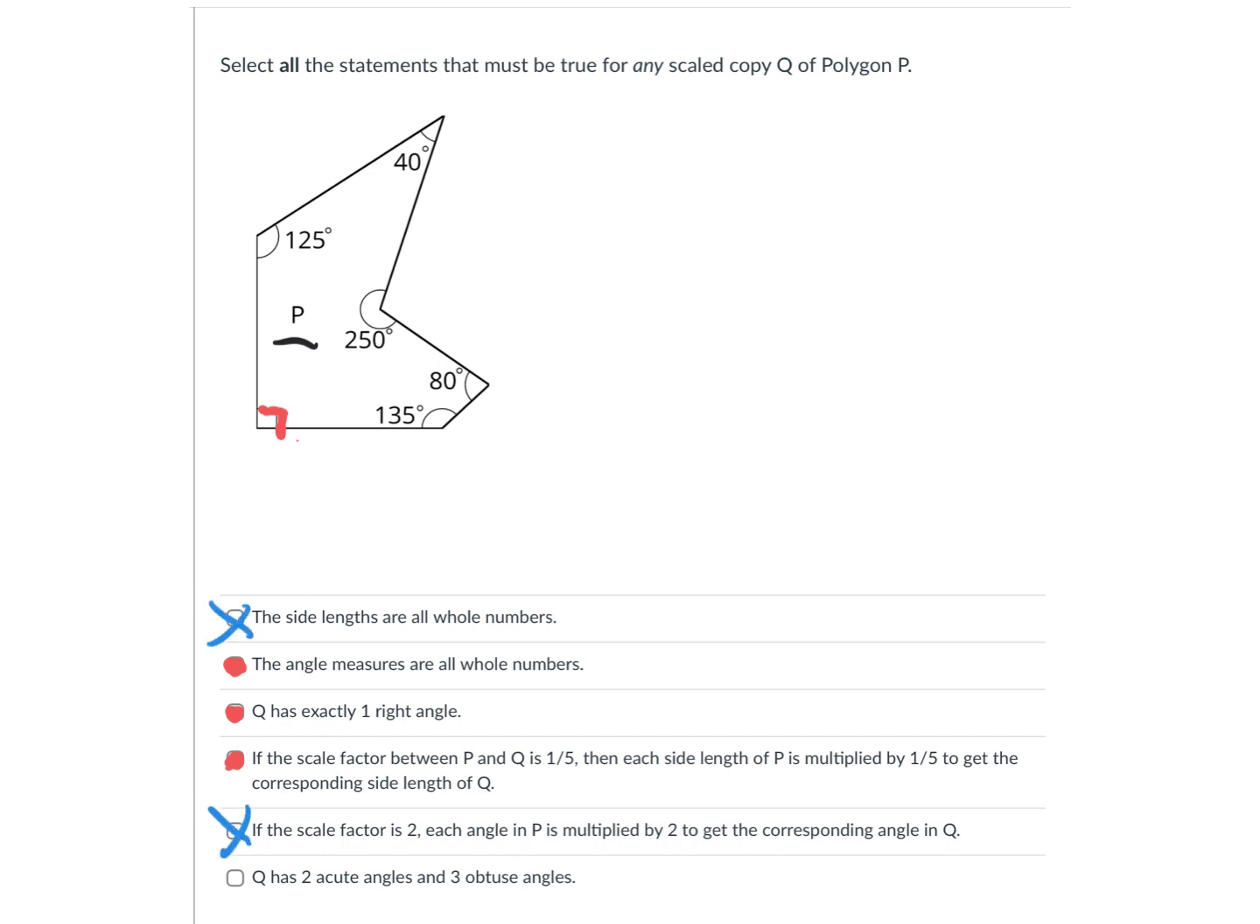And the last one, Q has 2 acute angles and 3 obtuse angles. Remember, acute is less than 90. So do we have 2 angles that are less than 90? We have 2 angles less than 90 there. And obtuse is greater than 90. So 1, 2, 3. So yes, 2 acute and 3 obtuse.